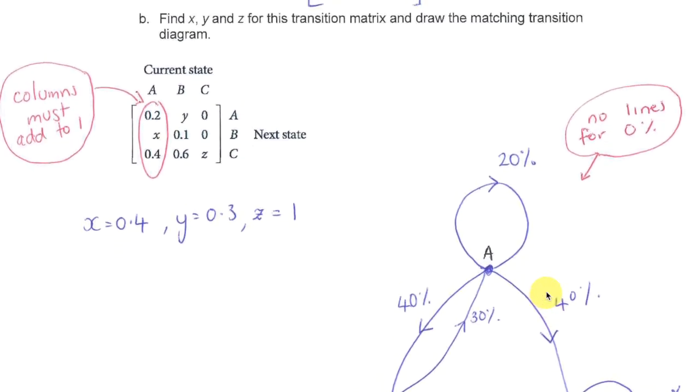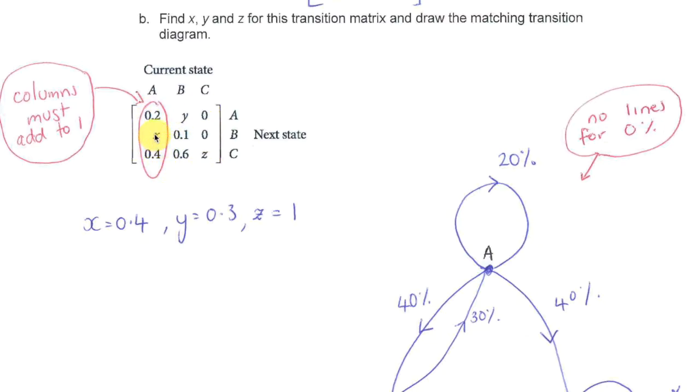Okay, so this time it's a little bit reversed in that we've been given a transition matrix. We're going from A, B, C, that's the current state, to the next state, so from and to. And again, A, B, C, same order. Remembering that all of the columns need to add up to 1. And obviously there's some unknowns here.